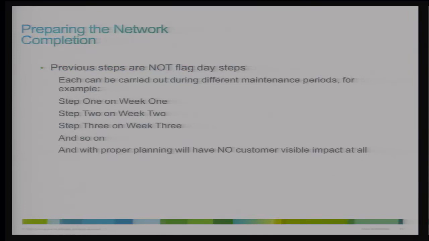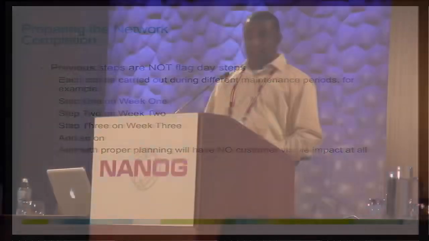So the key is all the steps specified previously, they are not flagged, so you don't have to do them at once. You can implement each one of them gradually over time, verify that everything is working, and including removing the static routes, you can do them over a longer period of time. And that's a good practice instead of doing everything at once. Okay. Any questions?